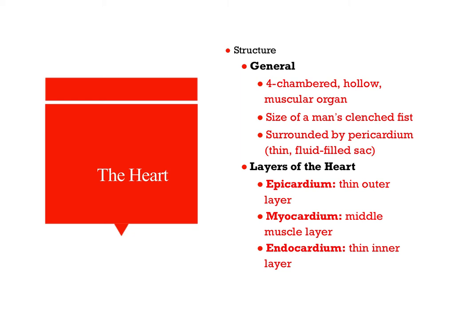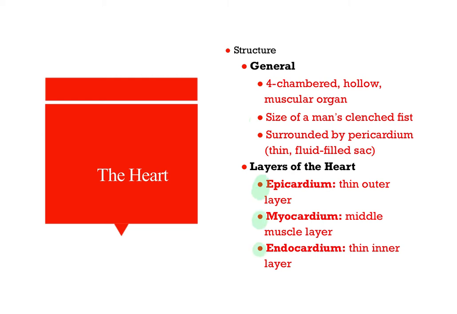So let's talk about the heart. So the heart, you need to know that it is a 4-chambered hollow organ. This is important. The heart has 4 chambers. And we're going to get into that in just a second. You need to know that the heart is about the size of a man's clenched fist. You also need to know that it's surrounded by the pericardium. This is a thin, fluid-filled sac, and we'll look more at that structure. I have some good pictures for you so you can get a good idea of what that looks like. You do need to know the layers of the heart, okay?